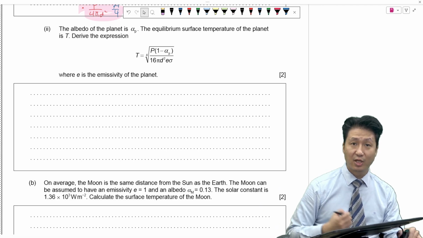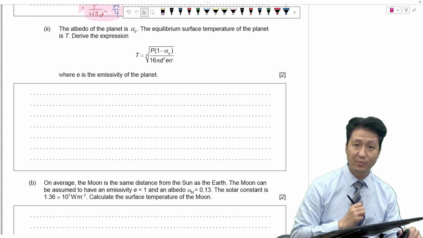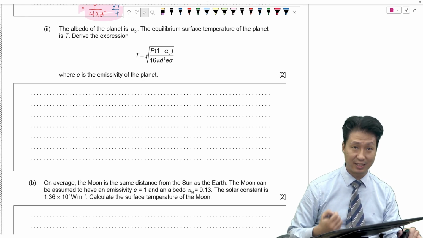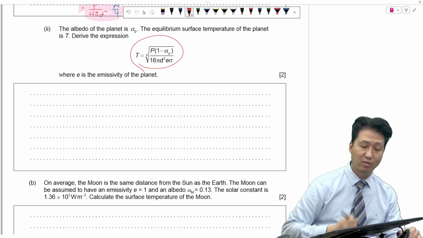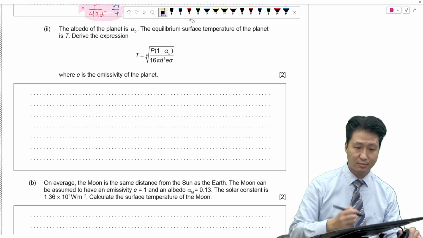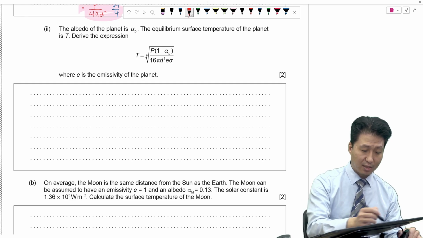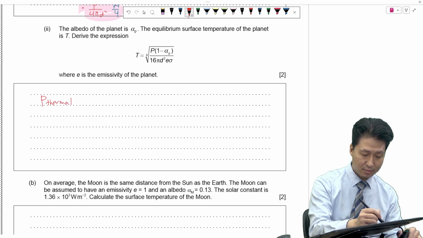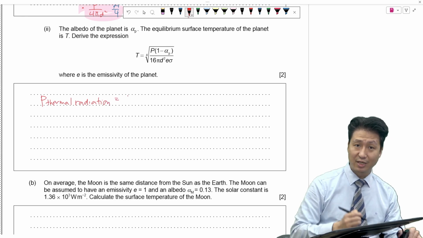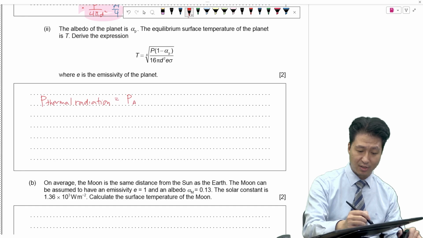Part 2. The albedo of the planet is alpha. The equilibrium surface temperature of the planet is T. Derive the expression for this equilibrium temperature. So, at equilibrium temperature, the power of thermal radiation should equal the power absorbed from the sun or the star.